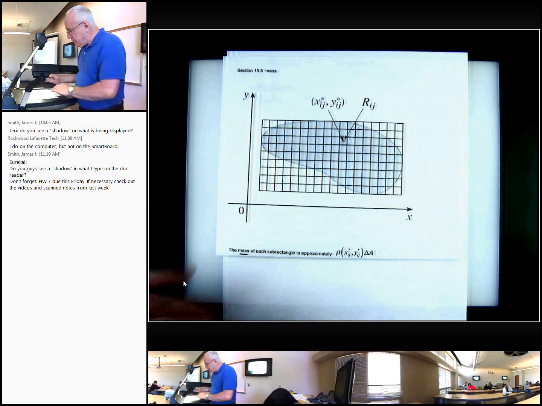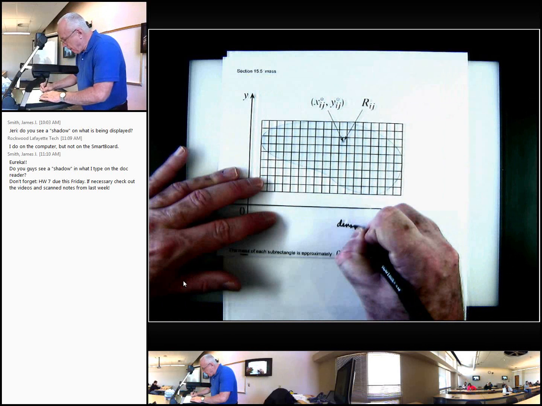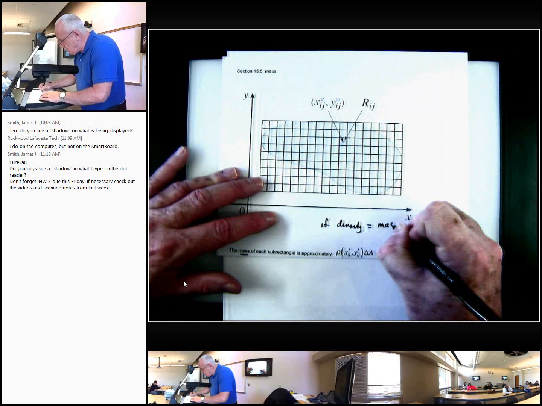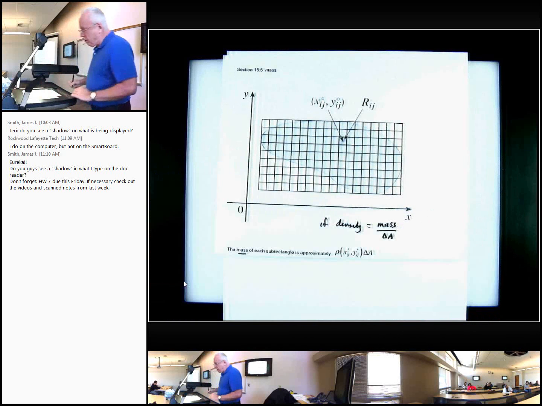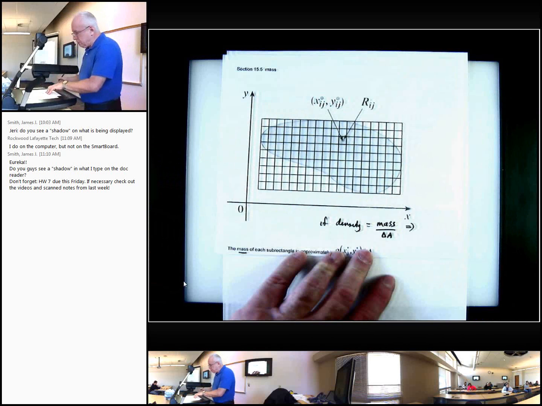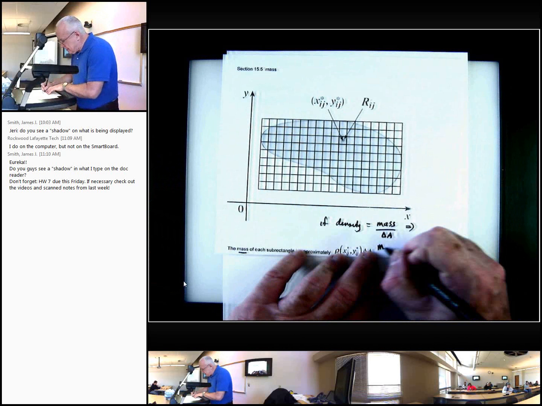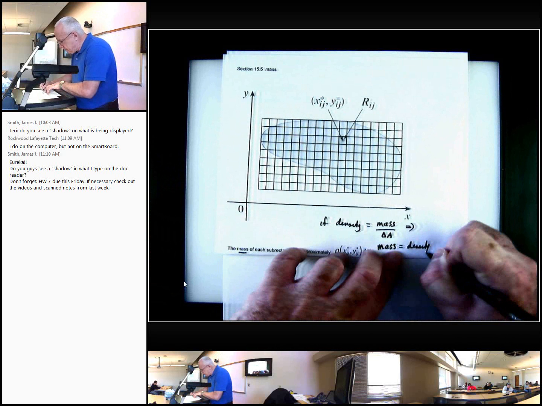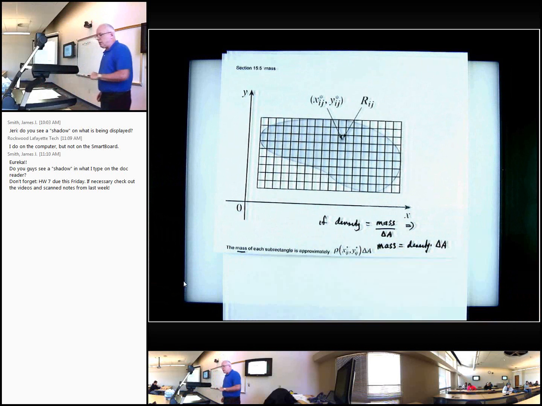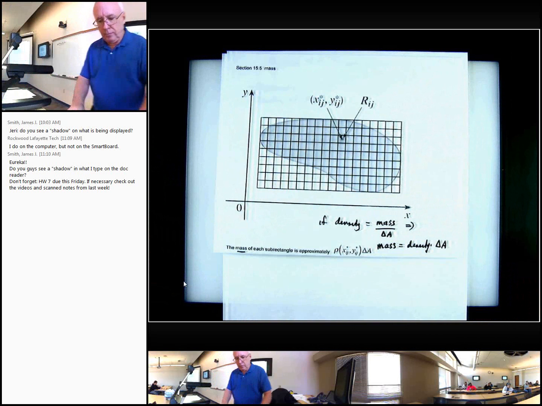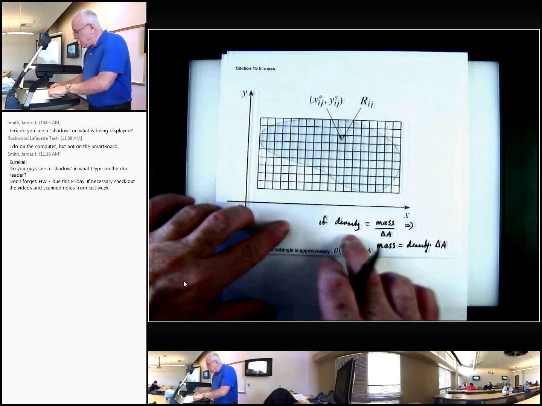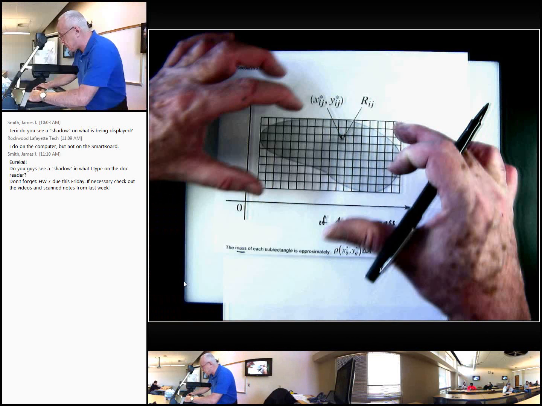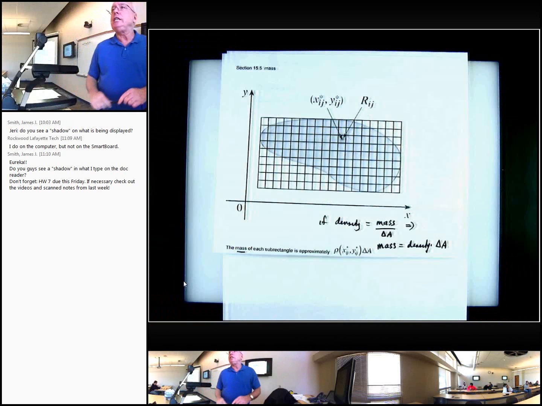So if density is equal to mass over delta A, over area, then we can just multiply by delta A and say that mass is equal to density times the area. Okay? All right. So we're going to be using that formula to compute the mass of this sheet. Yes?